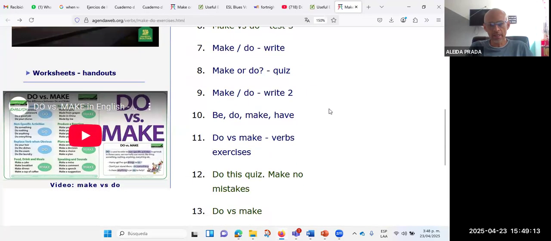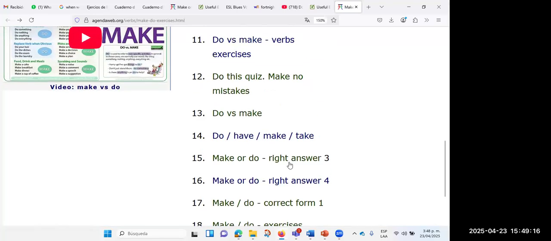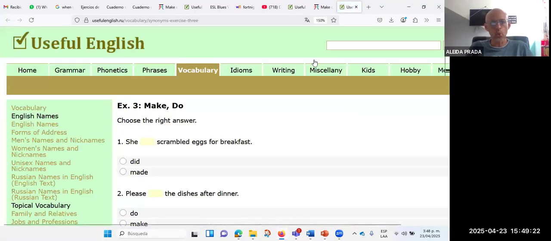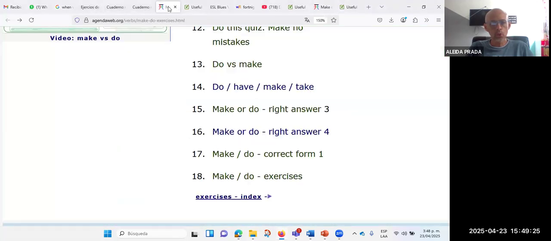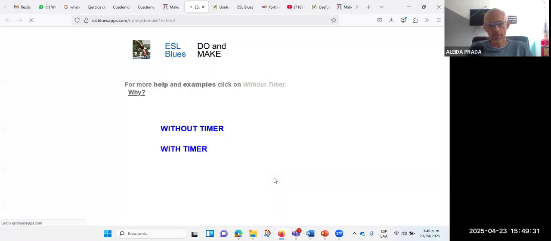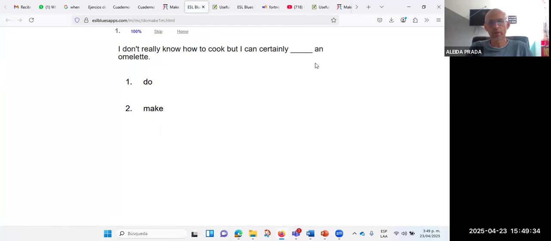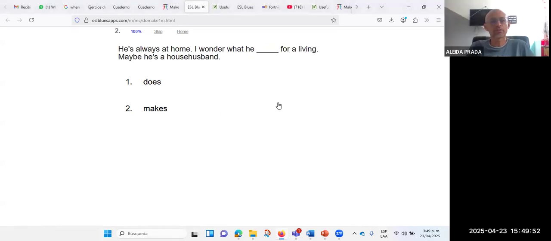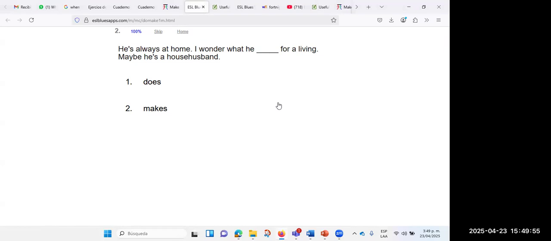And we're going to do the last one, which is this one, no, this one no, because we want to use sentences, complete sentences. Let me see this one without timer. This is a full sentence where we are going to use do or make. I don't really know how to cook, but I can certainly do or make an omelette. Make. Yes, it's the same, no? It's like create. But here we have a full, complete sentence.